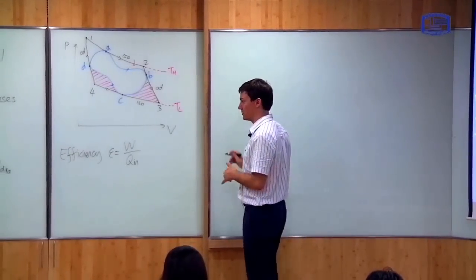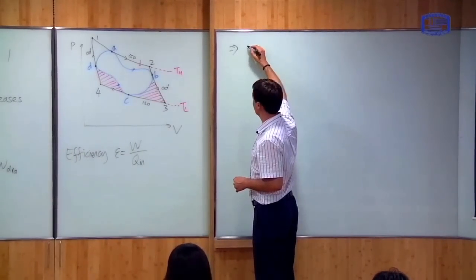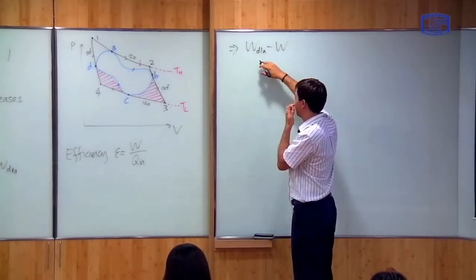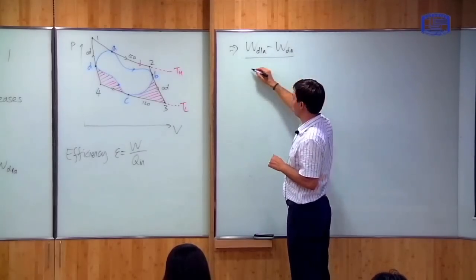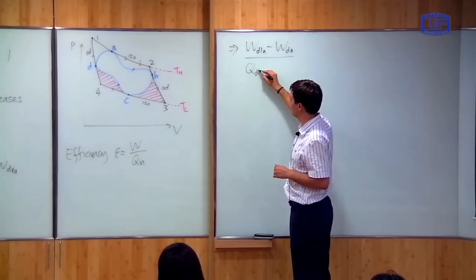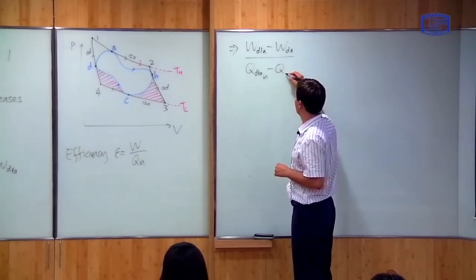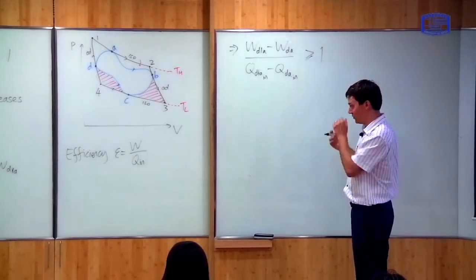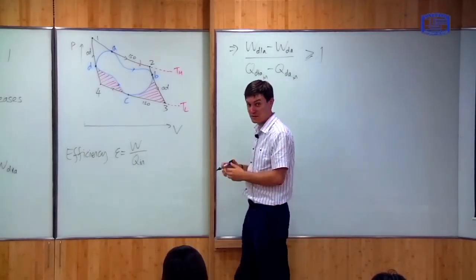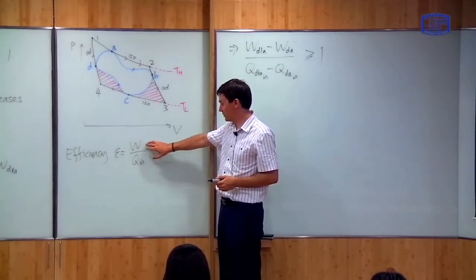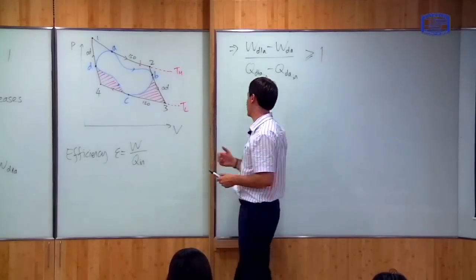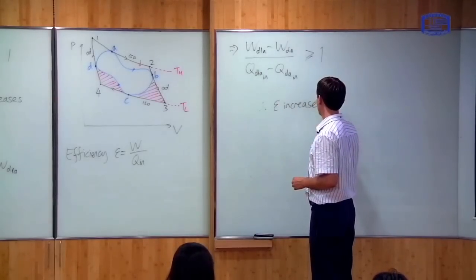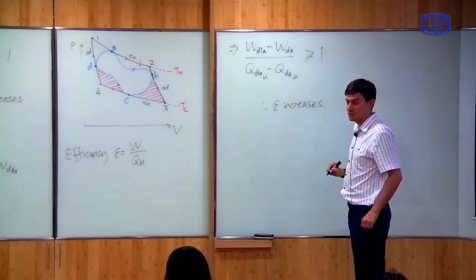And from exactly the same argument that we used last time, you can show, therefore, that the difference in work between the Carnot cycle and the original cycle, divided by the difference in heat in between the Carnot cycle and the original cycle, must be greater than or equal to 1. And therefore, in turning from the original cycle to the Carnot cycle, we have increased the work more than we've increased the heat in, and therefore we've increased efficiency. So that completes the proof.